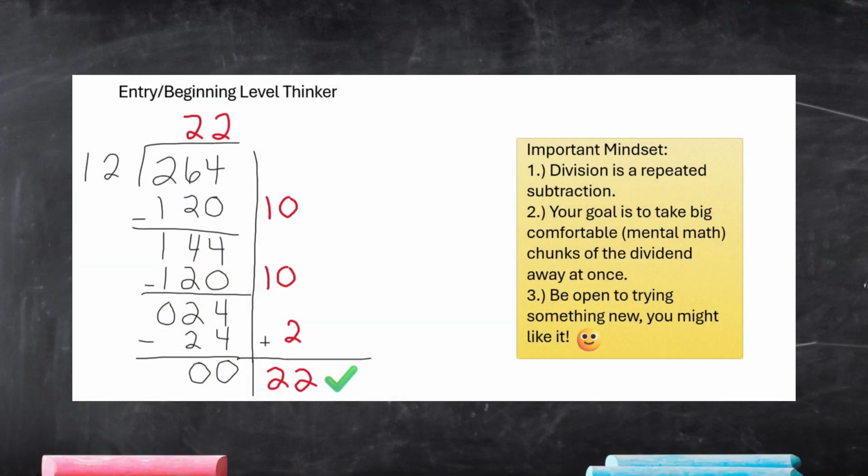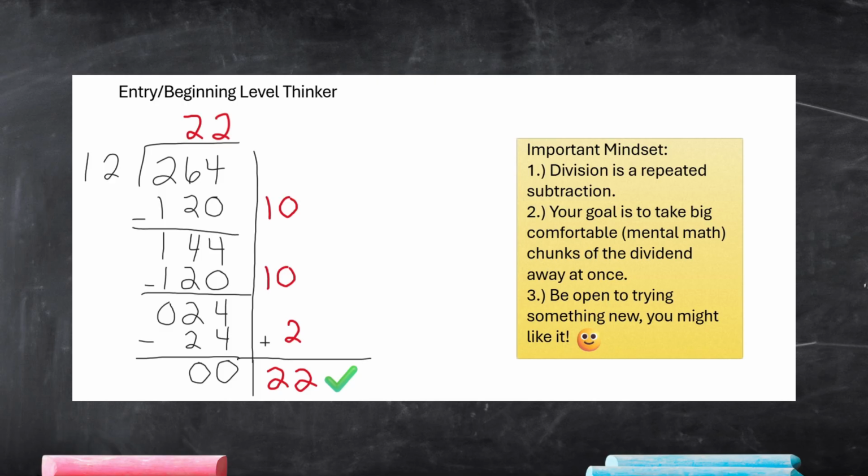Okay, on this slide, you have your first exposure to what partial quotients actually looks like when it's completed. Before we dive into what's happening over there, I want to draw your attention to the right side of the screen with some important mindset tips. Number one, we need to start thinking of division as nothing more than repeated subtraction. Secondly, your goal for this particular method is to take big, comfortable chunks of the dividend away all at once. And thirdly, be open to this. I know it's brand new, but you'd be surprised, you might actually like this by the time we're done going over it. Now I'm going to go over this kind of quickly because it's hard to explain without being able to show you, which I will do on the next slide.